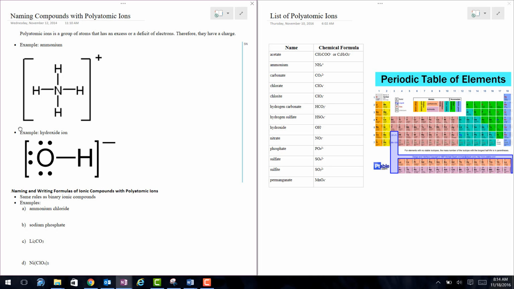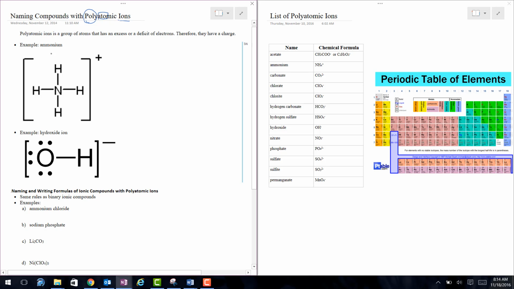In this lesson, we'll look at naming compounds with polyatomic ions. Now, a polyatomic ion, as the name suggests, is a group of atoms that has a charge. So there are extra electrons or missing electrons within this group of atoms. We can learn how to draw these, and that's a different lesson. But today we're going to look at ionic compounds that involve them.